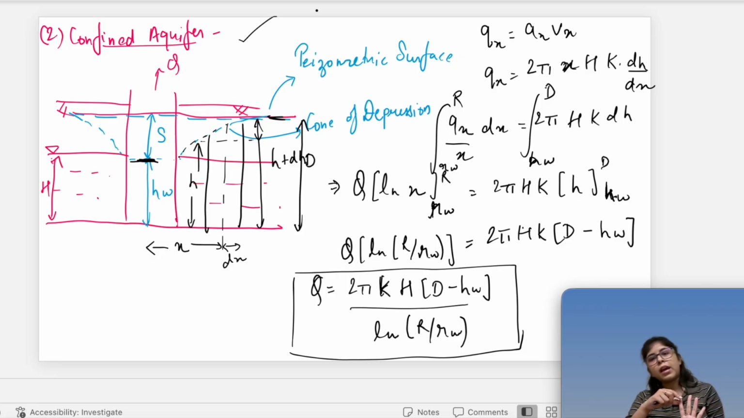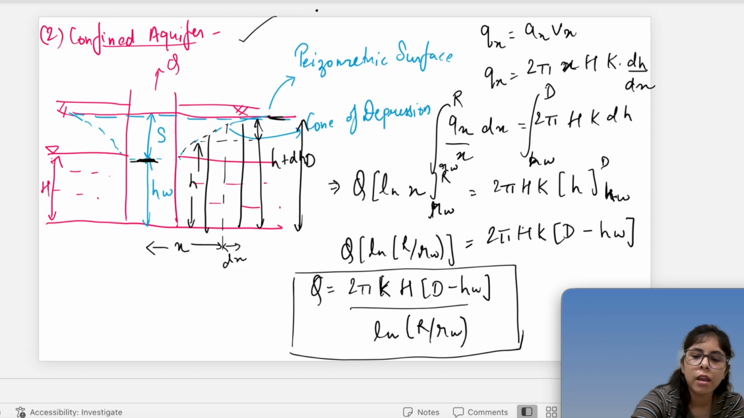In unconfined we had Dupuit's formula, but with Dupuit's we did not know the radius of influence, so we can't put that. So Dupuit's had this limitation. For that, Thiem had the idea to put two observation wells there. Then comes the confined aquifer, in which the height of the aquifer is fixed, but the piezometric height will be different. For that, we have derived the formula. So this is how we calculate the yield of aquifers.